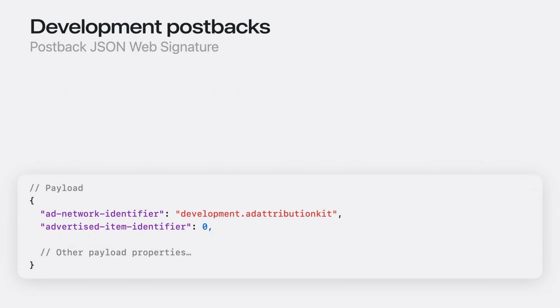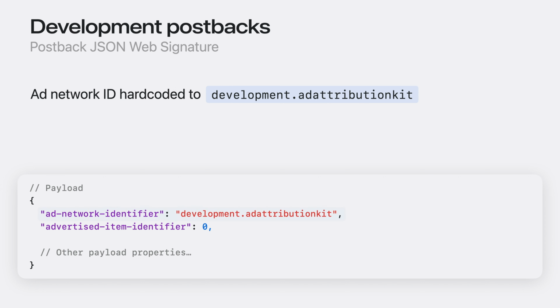Switching focus, the payload of the postback also has some differences that are worth mentioning. The ad network identifier will always be set to development.AdAttributionKit. This helps further distinguish postbacks created in developer settings from production postbacks. The advertised item identifier of the postback may also be 0, for example, if you ran your app from Xcode while testing. And that wraps up the new testability features we've added to AdAttributionKit. We think this new testability will help streamline your workflow when developing and testing your AdAttributionKit implementation.